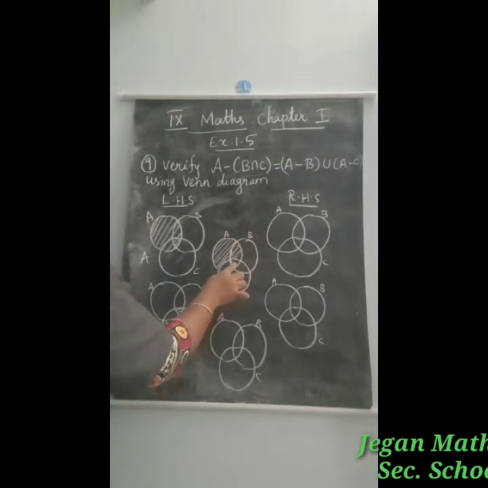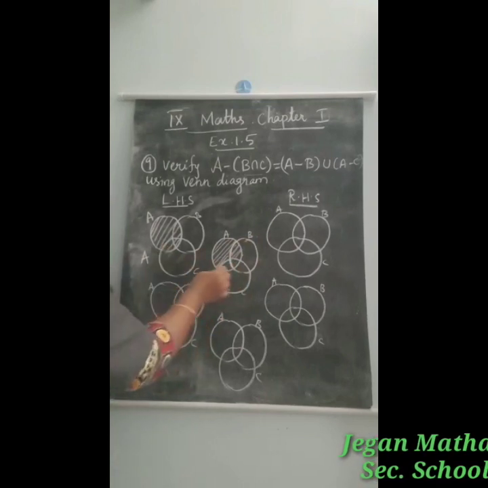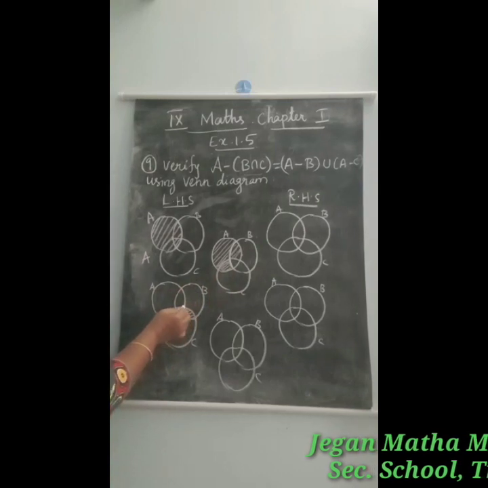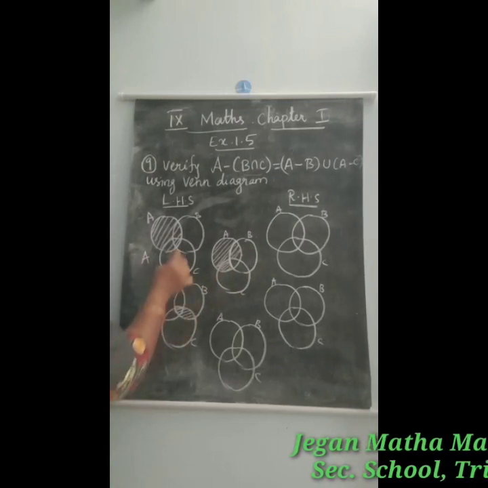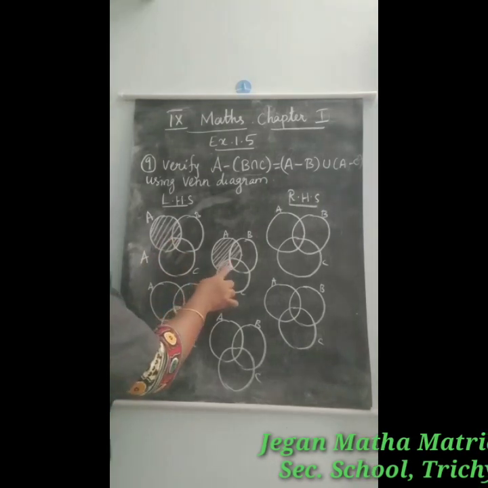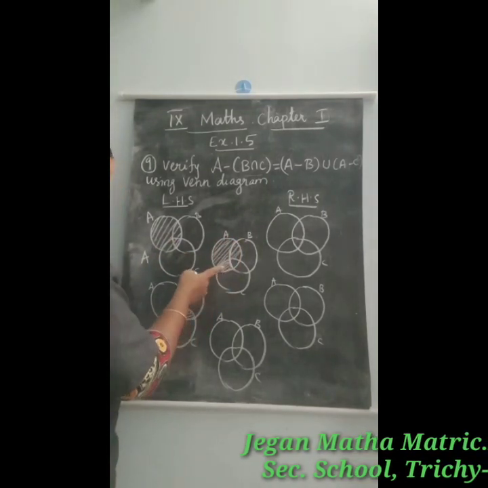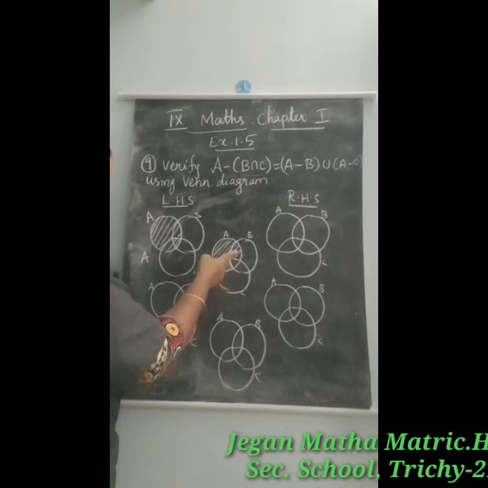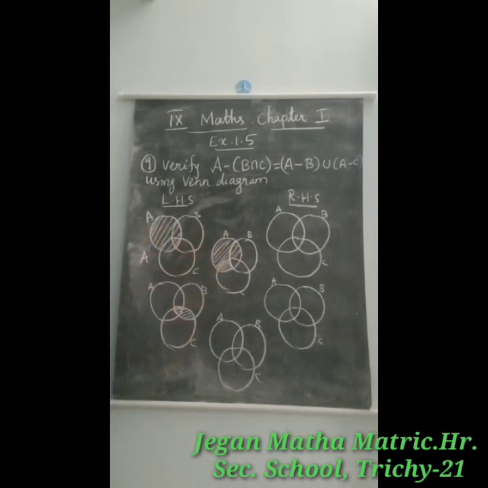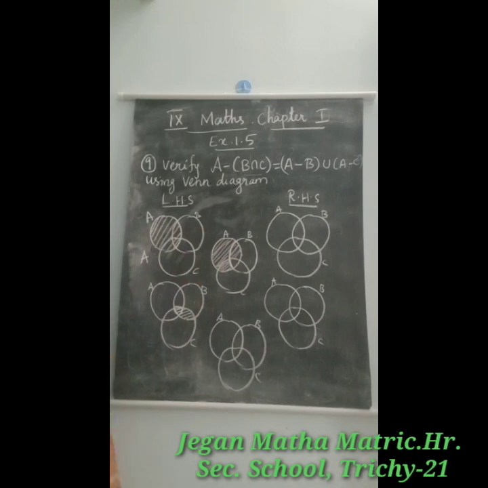This is common, and all the other parts you have to shade, because this term is the only common element for these two sets. So in this diagram, except this common part, the other terms in the A portion you have to draw. Can you understand, students? Okay.